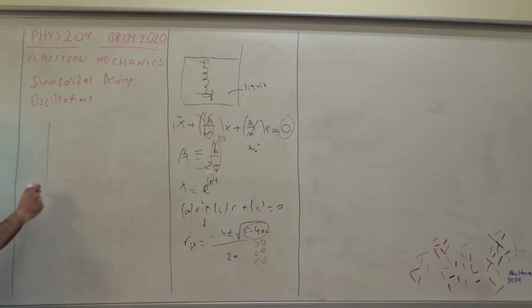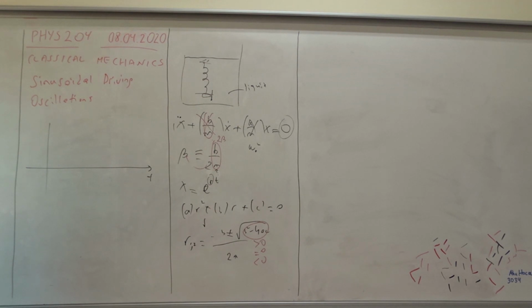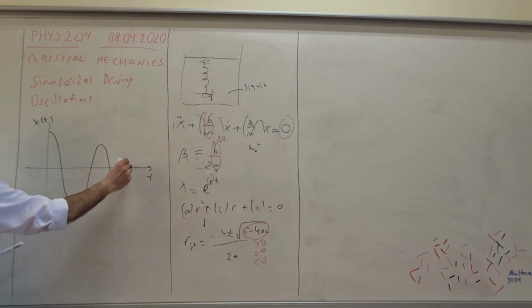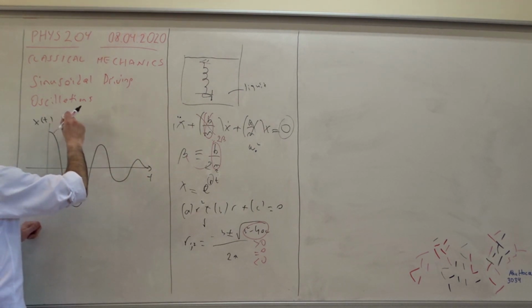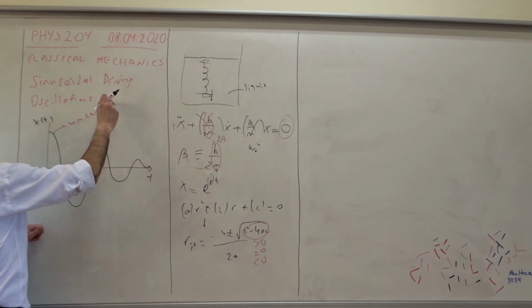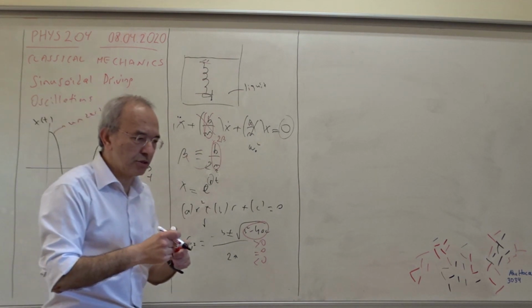And let me just draw the picture graph to remember. This was just x of t, and this is the function time t. In the underdamped case, we had a sinusoid, but the magnitude is getting less and less. This is underdamping. It is making oscillations, so the system is making oscillations.